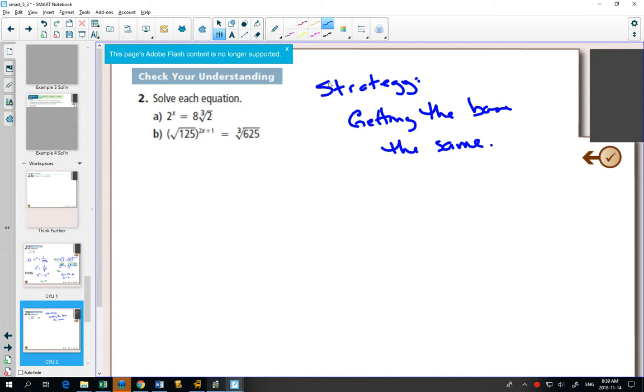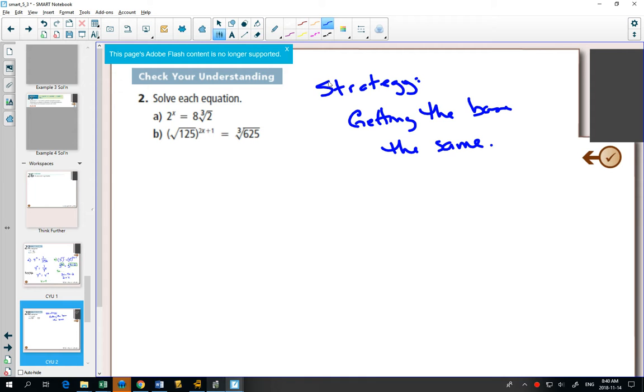So we had our powers chart, and if we could get the bases the same, so if this side is 2 to the something, and this side is 2 to the something else, then this something equals that something. Does that make sense? If both sides are 2 to the something and 2 to the something else, then those somethings have to be the same, and then you could solve it. And usually it's just a regular solving question after that.